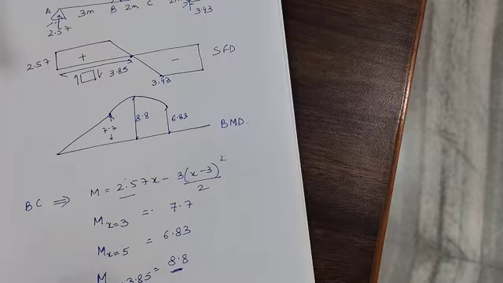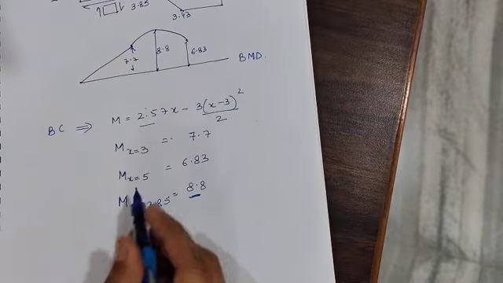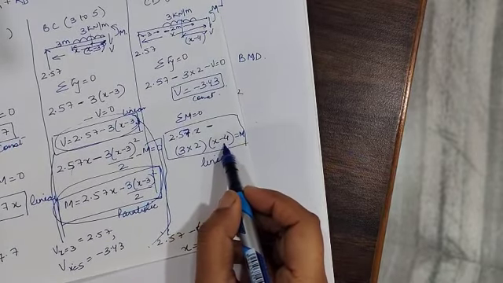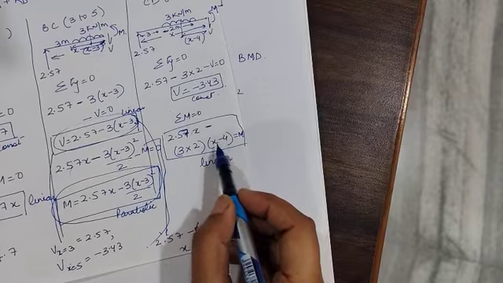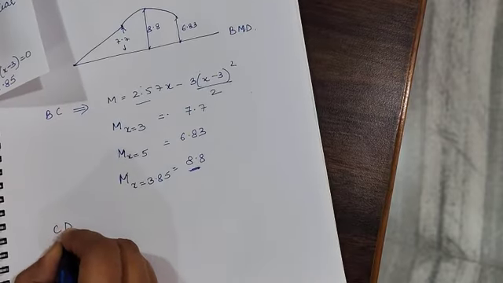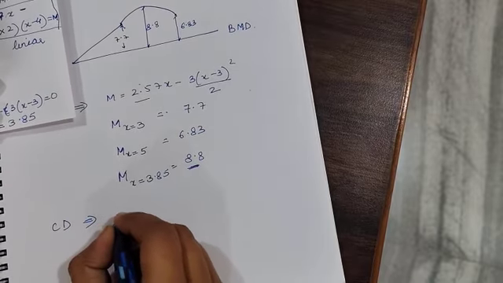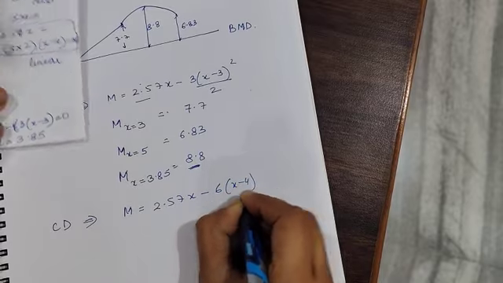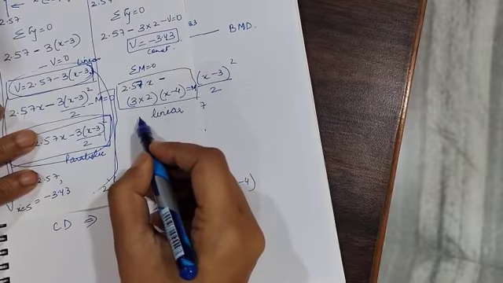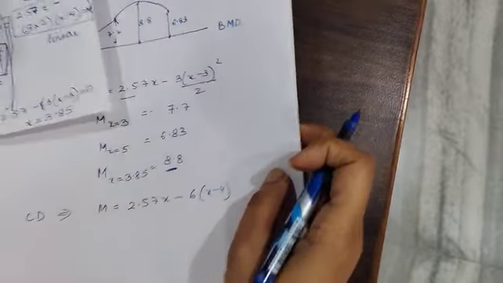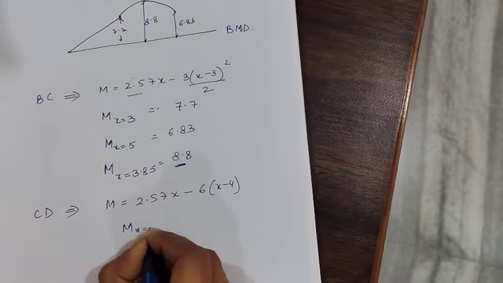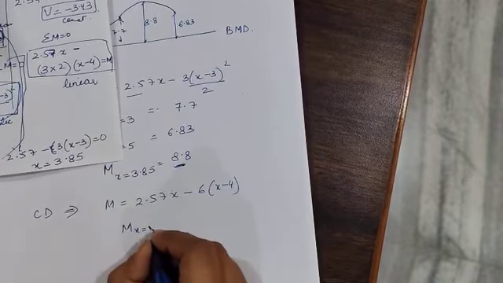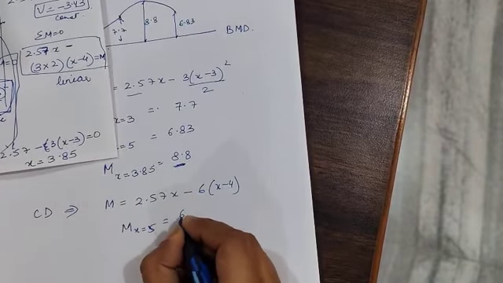Now the next thing is, in span CD, your bending moment is only varying with respect to x. So the moment is linear. The moment equation for span CD is moment is equal to 2.57x minus 6 into x minus 4. I am taking this equation from the point that I had already calculated. I will get the moment at the start of the section, that is at x is equal to 5, since CD is 5 to 7. I will get the answer of 6.83.